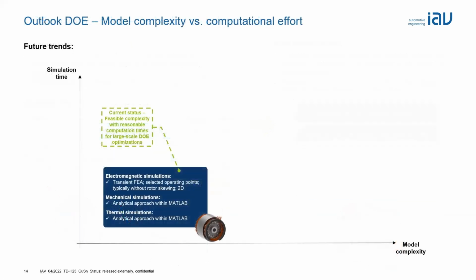At the end of the presentation, I would like to give a short outlook regarding the DOE approach. In general, we always need to figure out a good trade-off in between model complexity and simulation time. We currently have the following setup for the electromagnetic simulations. We have transient FEA for selected operating points, but typically without rotor skewing, and usually also 2D models. The mechanical and thermal simulations are usually done by analytical approaches within MATLAB.